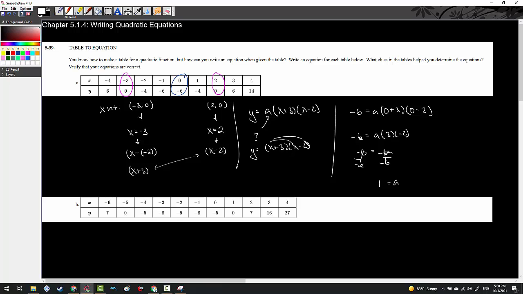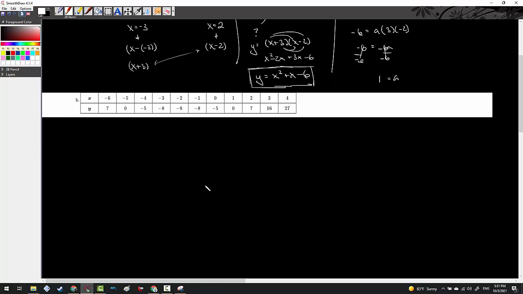If I wanted to see it actually multiplied, I would say x squared minus 2x plus 3x minus 6, and I would finally get y equals x squared plus x minus 6 as the quadratic that I am trying to factor, or the quadratic equation that I'm trying to write the equation of. So from here, again, it boils down to one simple idea. Identify those x-intercepts, get them, and then solve for the a term. And that's all we're going to do for this next example as well.